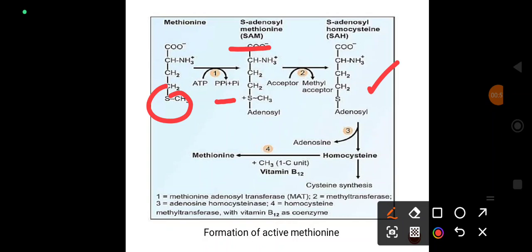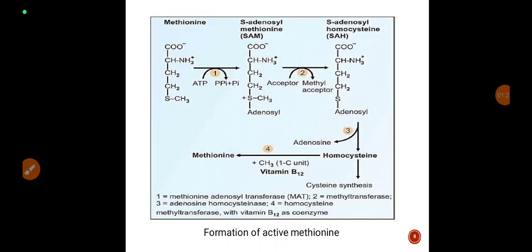So methionine becomes S-adenosyl methionine by the enzyme methionine adenosyl transferase. S-adenosyl methionine becomes S-adenosyl homocysteine by the enzyme methyl transferase. S-adenosyl homocysteine becomes homocysteine by the enzyme adenosyl homocysteinase.